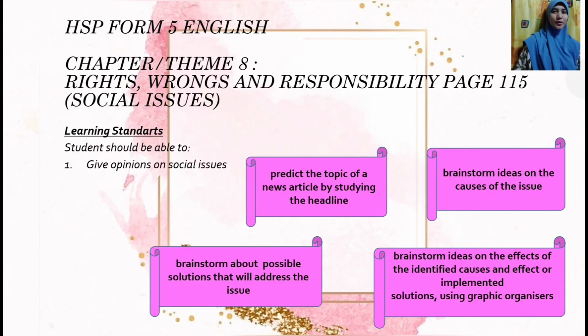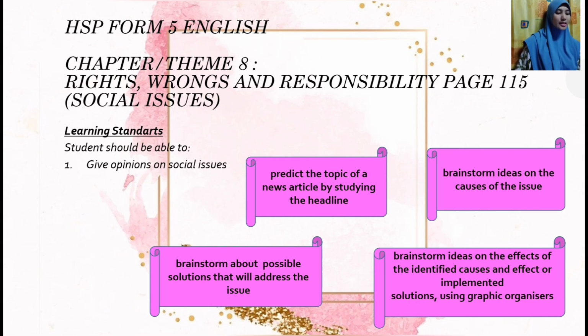Today I will continue my presentation. I'm going to talk about the learning standard about the subject we chose, which is HSP Form 5 in English. The chapter is Term 8, Rights, Wrongs and Responsibility, page 115. The learning standard we show is that students should be able to give opinions on social issues.